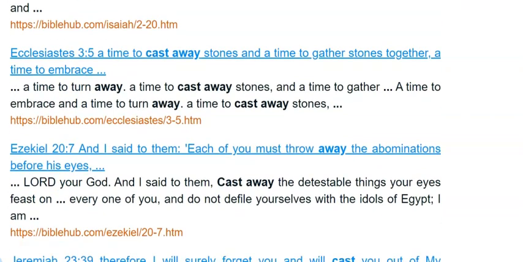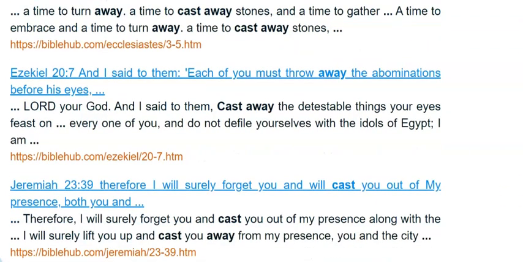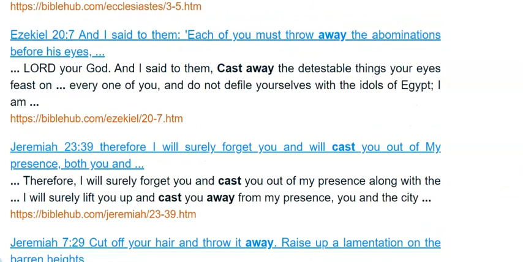Cast away stones. And then gather stones. Cast away the testicles and then gather testosterone, yeah, or the estrogen tablets or whatever, you know what I mean? Enough, mate. The abominations.